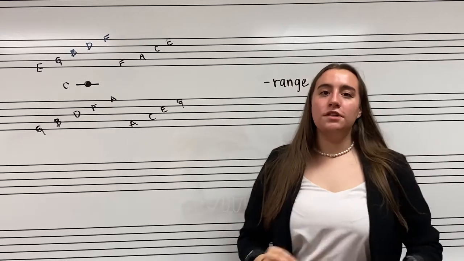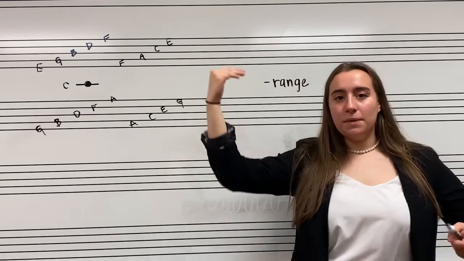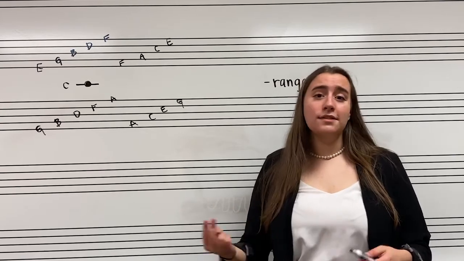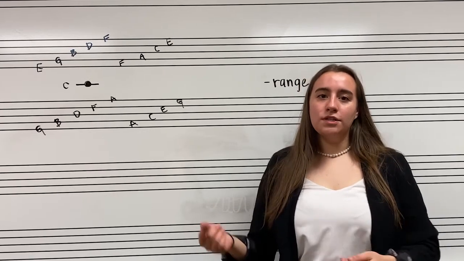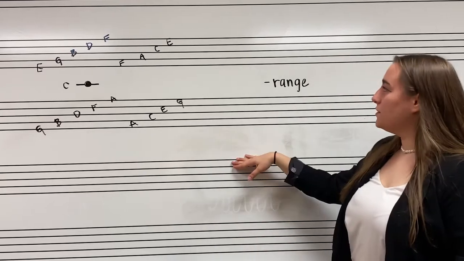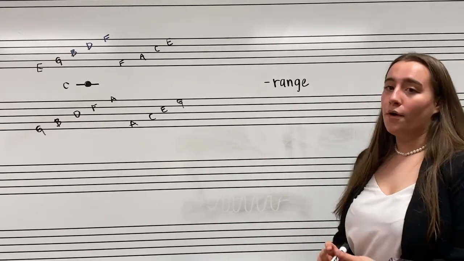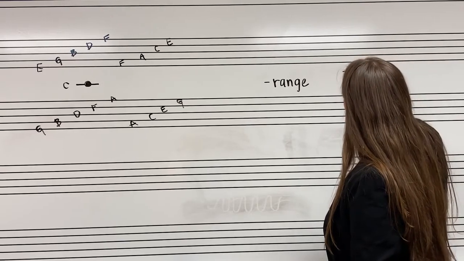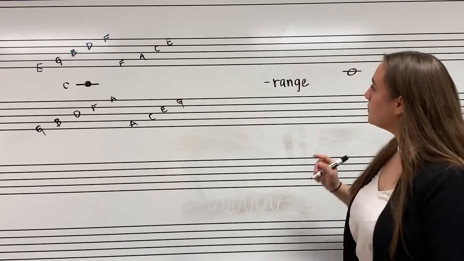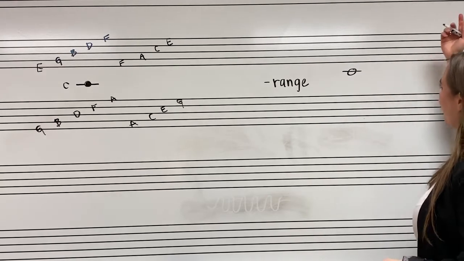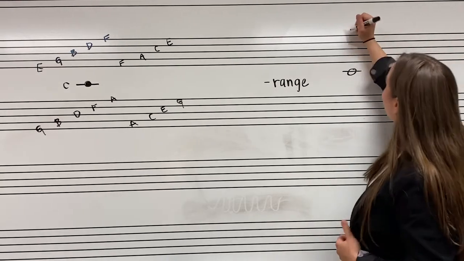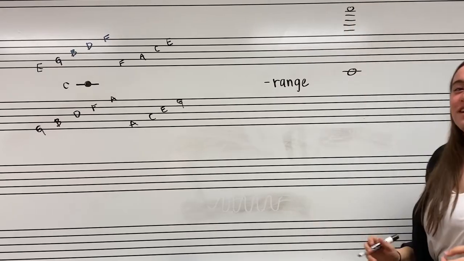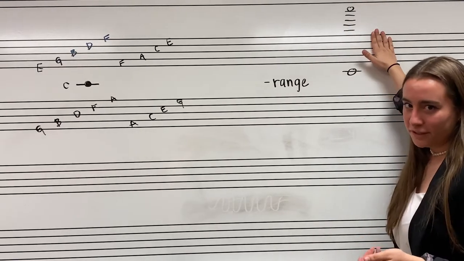Range is the distance between the lowest and the highest pitch that is able to sound, whether it be from an instrument or a voice. It doesn't matter. The range is the lowest note to the highest note. So on flute, just as an example, the lowest note is a C here, middle C, and then it goes all the way up to a high C, and you have a lot of ledger lines. So that would be the range of a flute.